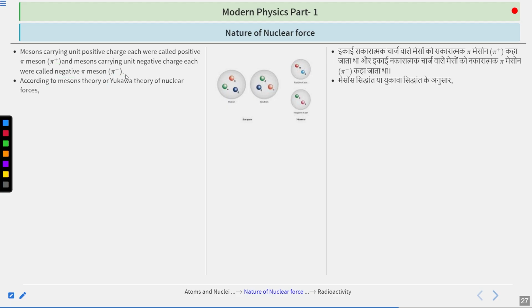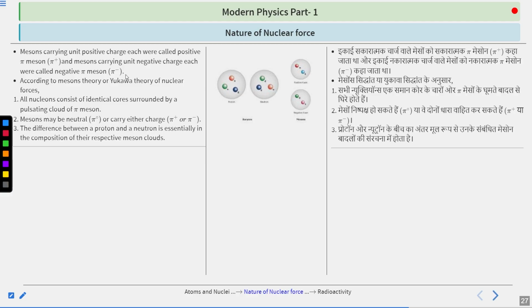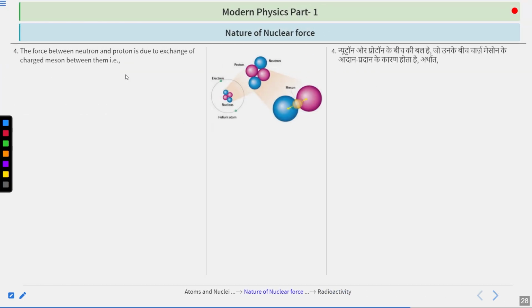According to Meson theory or Yukawa theory of nuclear forces, all nucleons consist of identical cores surrounded by a pulsating cloud of pi mesons. Mesons may be neutral, pi zero, or carry either charge, pi positive or pi negative. The difference between a proton and a neutron is essentially in the composition of their respective meson clouds. The force between the neutron and proton is due to the exchange of charged mesons between them.